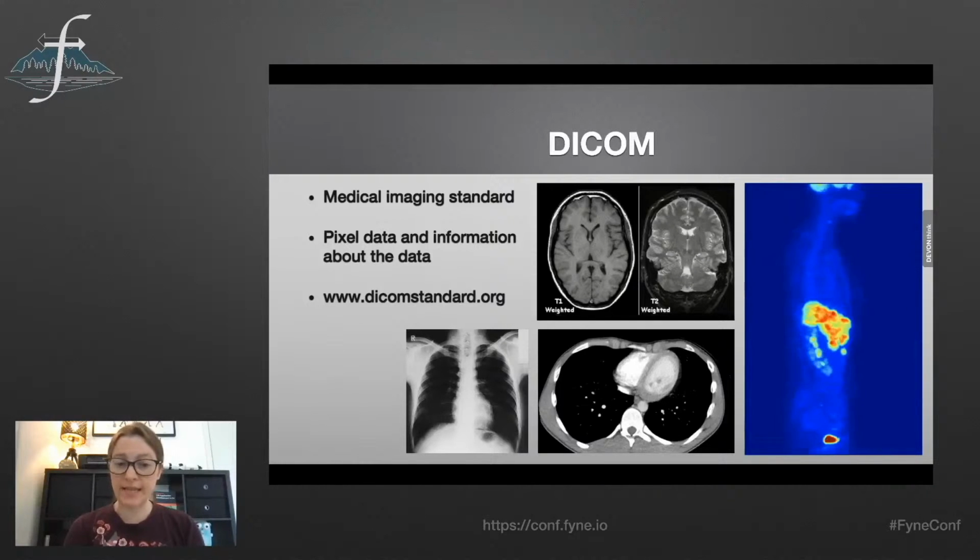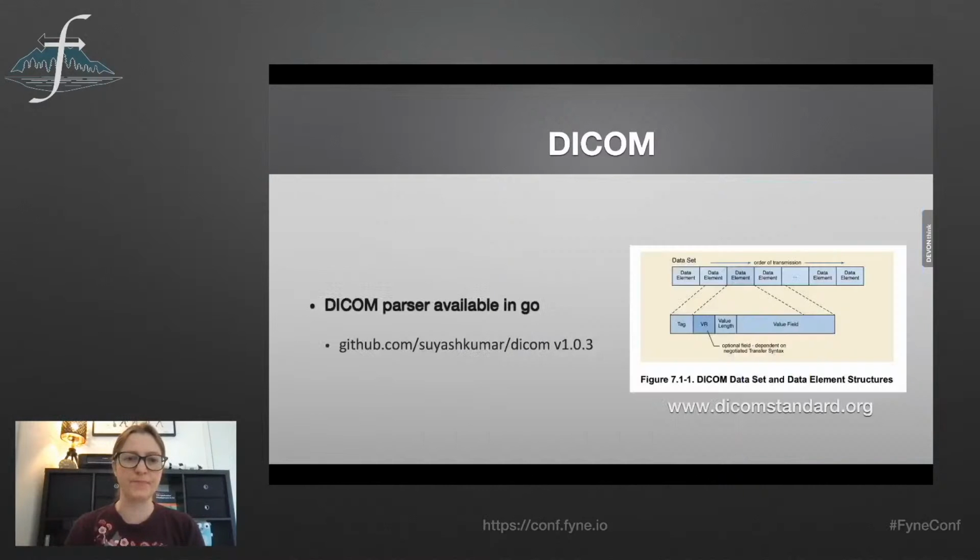So we've got a chest x-ray down here. We've got an MRI scan of the brain with 2 different types of sequences. We've got a CT scan of the chest showing the heart and the lungs, and then a PET scan, a radionuclide scan. And you can see that DICOM's capable of a lot of very complicated and very cool things.